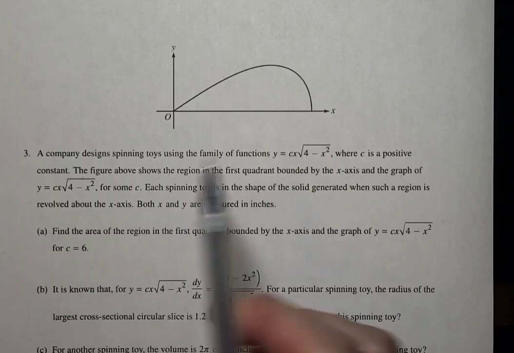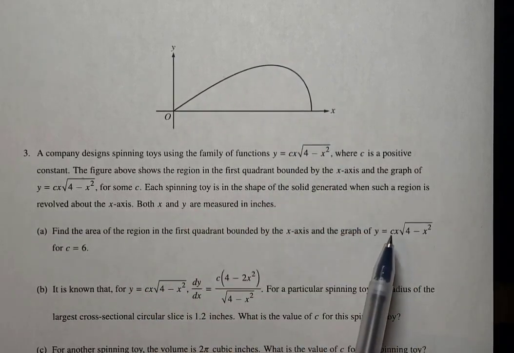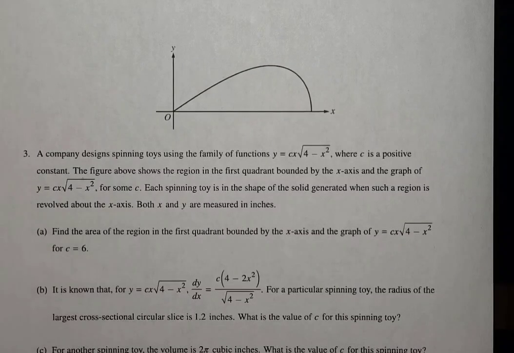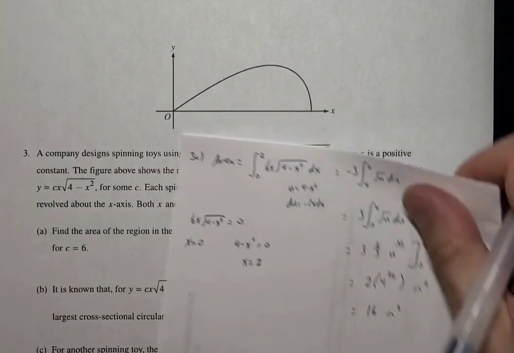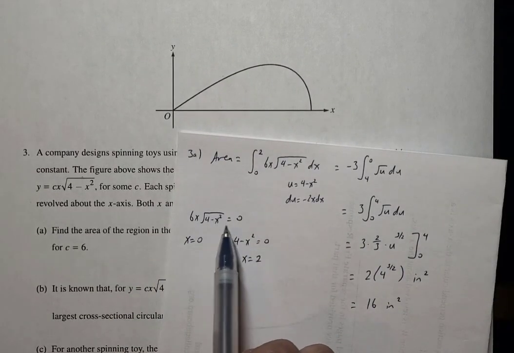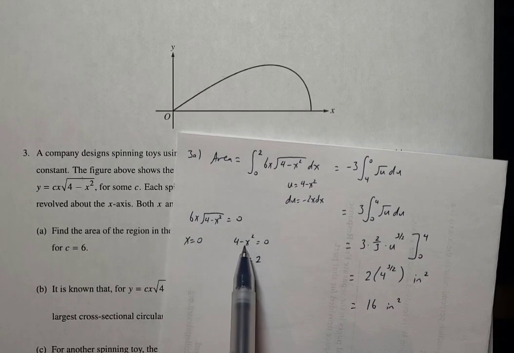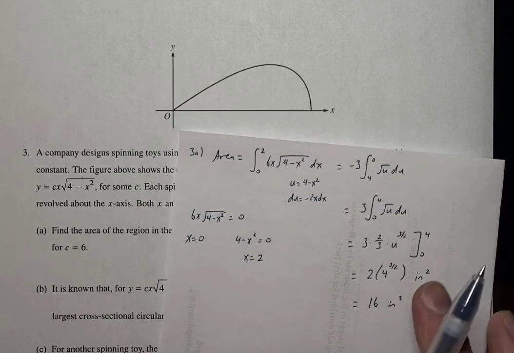So we just want the area under this curve, which is c equals 6, so 6x squared or 4 minus x squared. Okay, so that is basically our setup, but we need limits of integration. So we have to solve for when the function equals 0, so that's when x is 0, or when 4 minus x squared equals 0, so x can be plus or minus 2. We're in quadrant 1, so we just take the positive, okay?